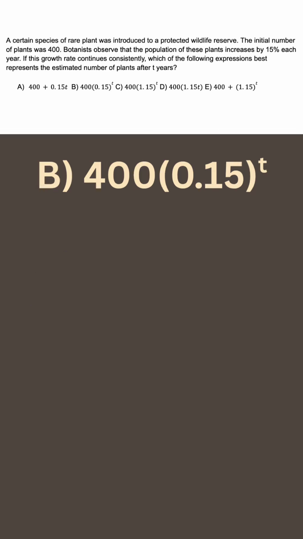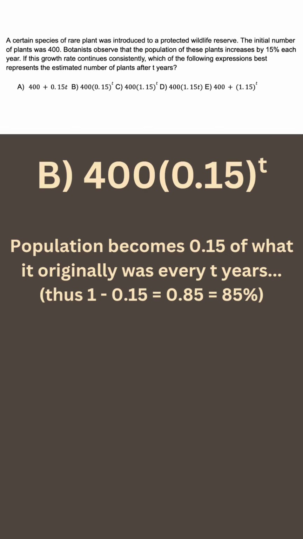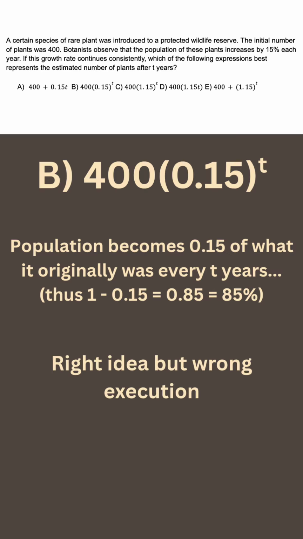B, 400 times 0.15 to the power of t. This would mean the population is decreasing and shrinking by 85% each year, as 0.15 is less than 1. The growth factor was miscalculated.